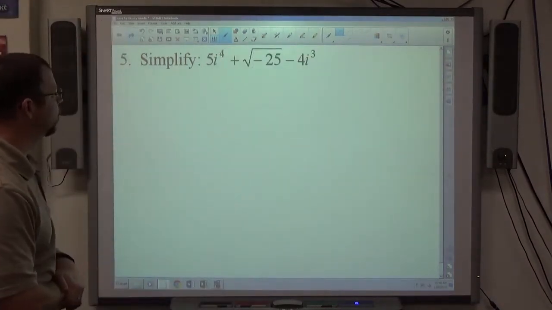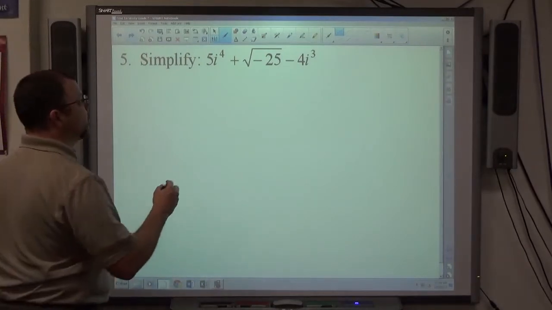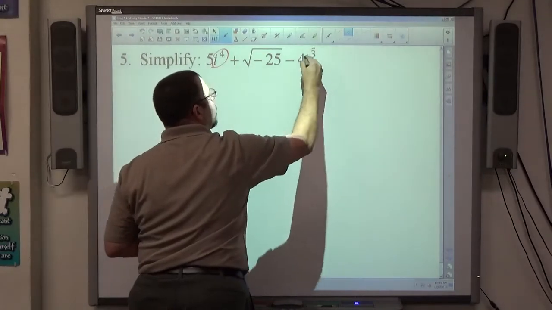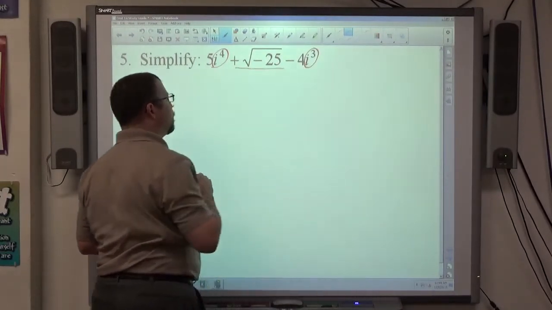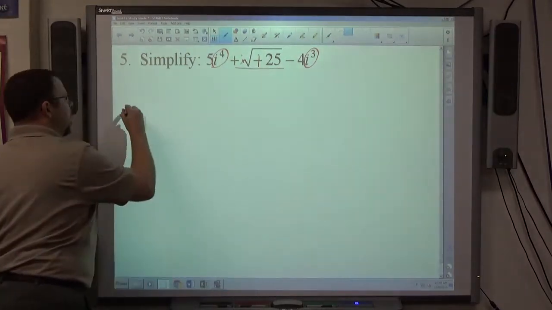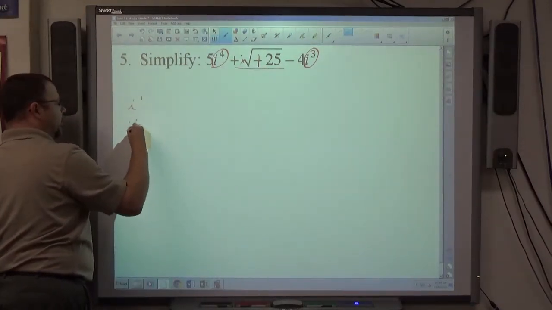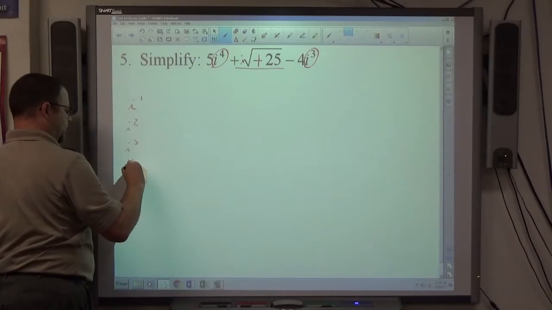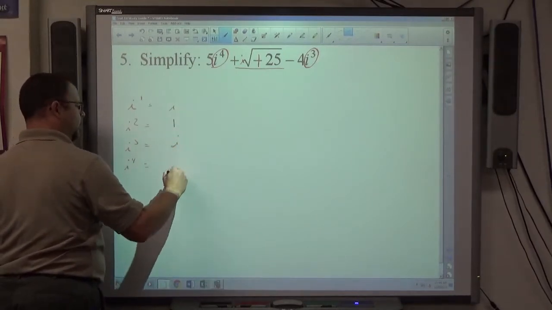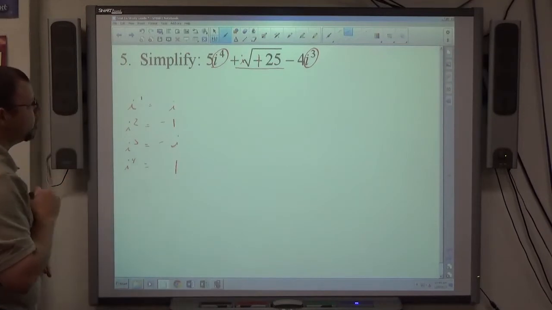Number 5, once again, i's to powers. So I have i to the fourth power, I have i to the third power, and I've got a radical. Make that positive, put an i out in front. My rule again: i to the first, i to the second, i to the third, i to the fourth. You're right, i, negative 1, negative i, 1.